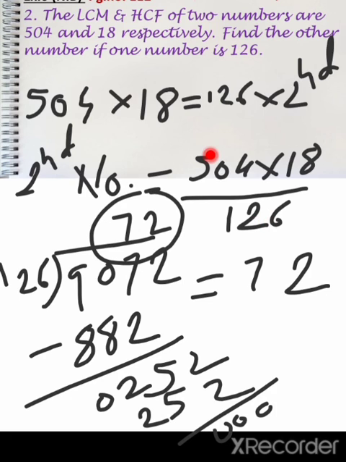So it's up to you how you want to go. You can divide one number by the other, and whatever you get, multiply by 18, or you first multiply this, divide by this, and you will get the answer. I hope, students, you understood how we can use this fact, LCM into HCF is equal to the product of two numbers, for solving the word problems.